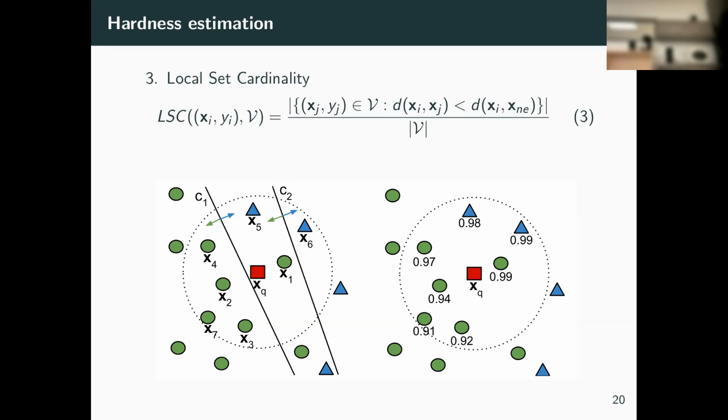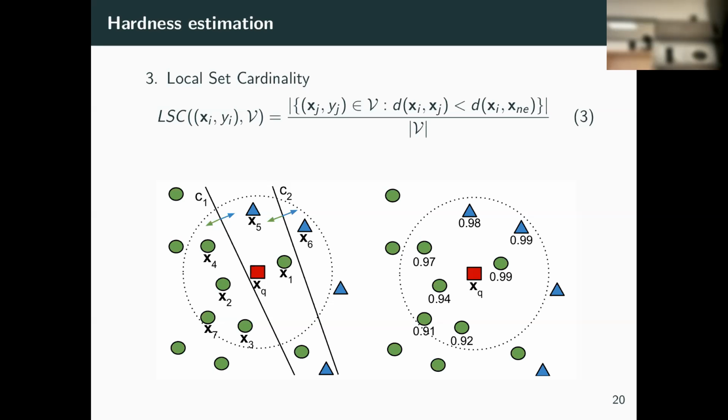Another hardness measure is the local set cardinality. The local set cardinality is defined as the number of samples that are contained in the circle that goes from the sample until its nearest enemy. The nearest enemy is the sample that belongs to another class. So this is the local set. The local set cardinality would count how many instances are in this circle, and the hardness estimation is 1 minus that.